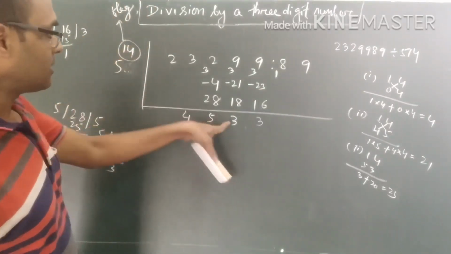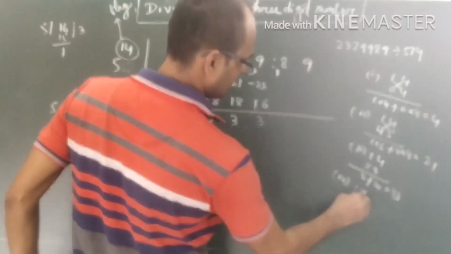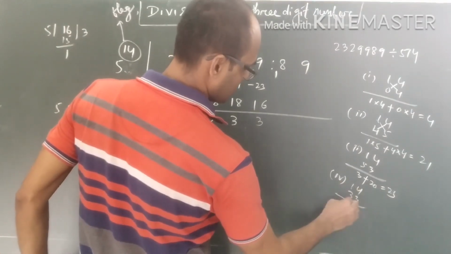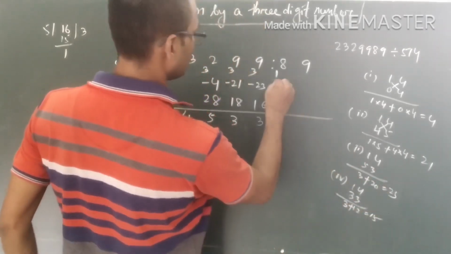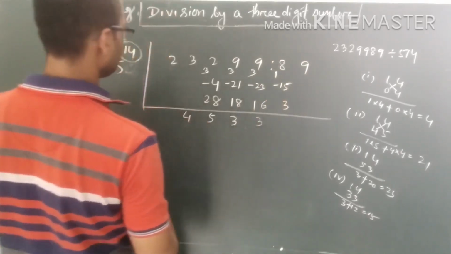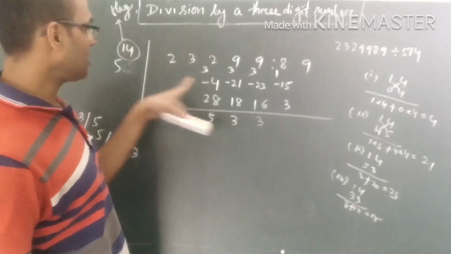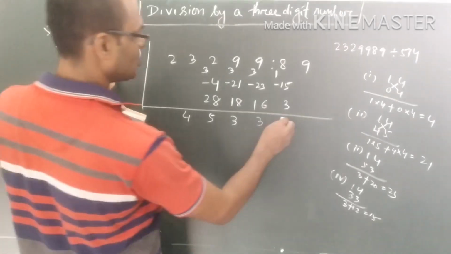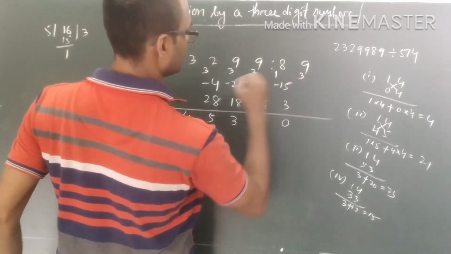Now 14, 33. 3 into 1 is 3, plus 3 into 4 is 12, which is 15. So minus 15. 18 minus 15 is 3. Now 3 is here, 5 is here. 3 is not divisible by 5, which means you put 0 and the remainder will be 3.